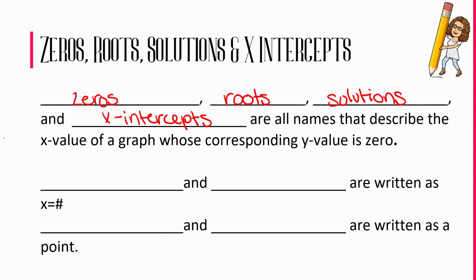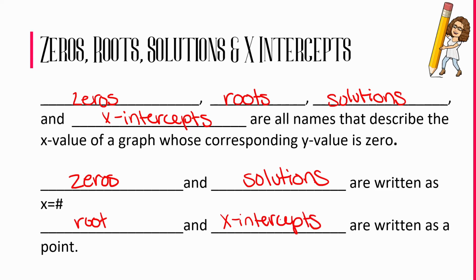So if they are asking you for the zeros or they are asking you for the solutions, we're going to write them as x equals a number. So like x equals 5 or x equals 7 or something along those lines if they are asking for a zero or a solution. If they ask for a root or an x-intercept, we will write them as an ordered pair. So, for example, maybe I have an x-intercept of (5, 0). I would write the root as (5, 0), but for my zeros and solutions, I would say that the answer is x equals 5.